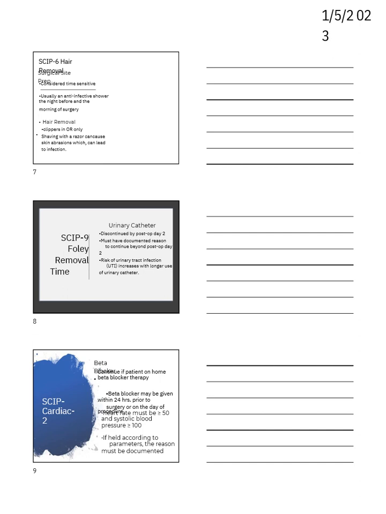Slide 8. To reduce the risk of infection, the indwelling urinary catheter that is placed for surgery should be removed by post-op day number 2. If the catheter is not going to be removed, the patient must meet criteria to continue with the catheter, and this reason must be documented.